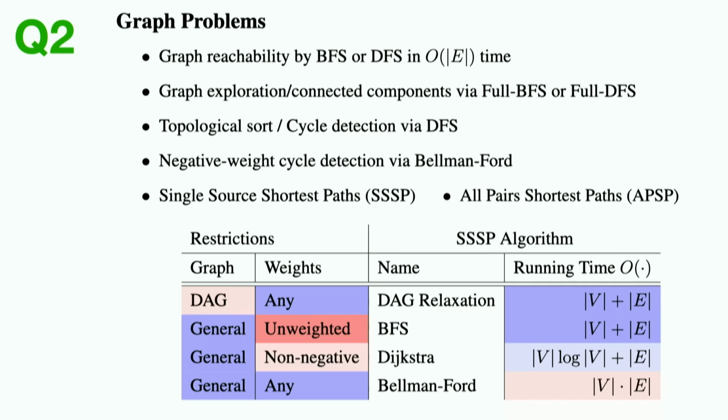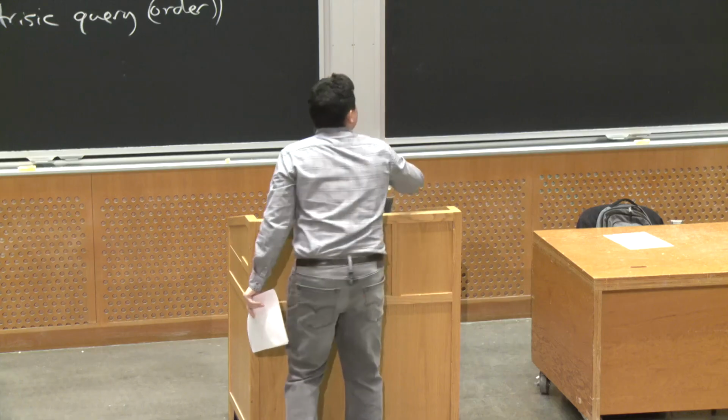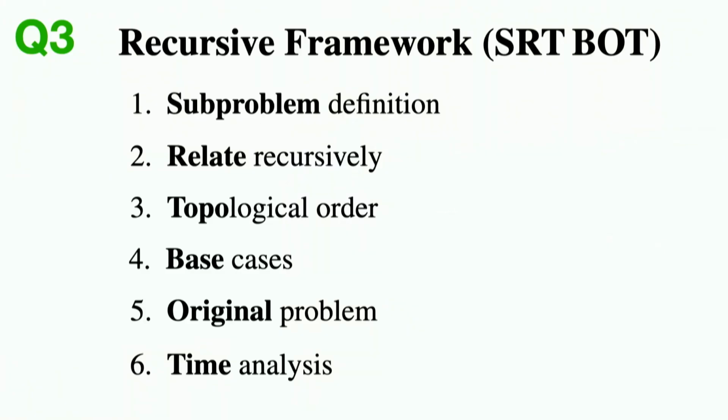And then quiz 3 material was kind of applying this graph material to a recursive framework. What was our recursive framework? Everyone say it with me? Dynamic programming, and the framework was SRTBOT, right? Missing a letter, but SRTBOT, right?